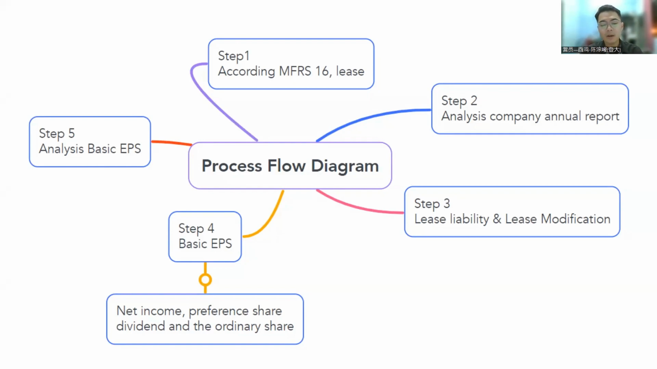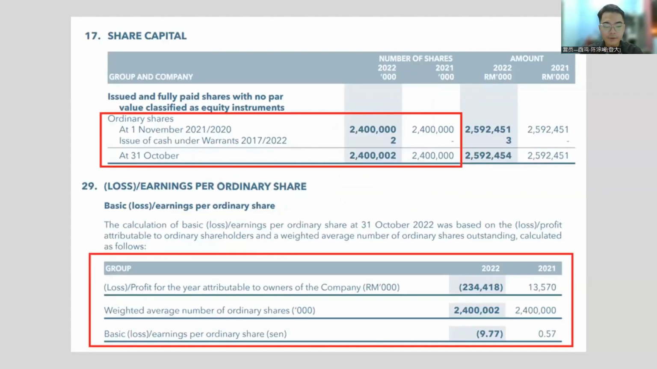Next, we go to the basic EPS of this group. Basic EPS will be affected by the net income, preferred share dividends, and number of ordinary shares. Firstly, we can see that the company has a difference in the number of shares between 2021 and 2022, with an increment of 2 units in 2022 at the value of 2.4 million and 2. These 2 units of increment in the ordinary shares will not bring a significant effect to the basic EPS of the company.